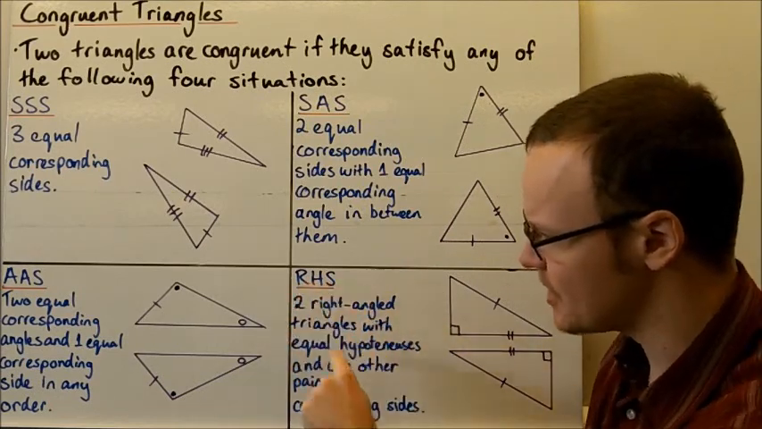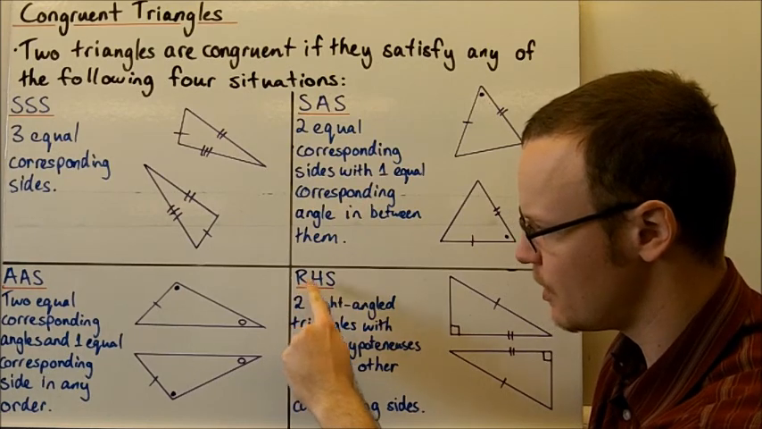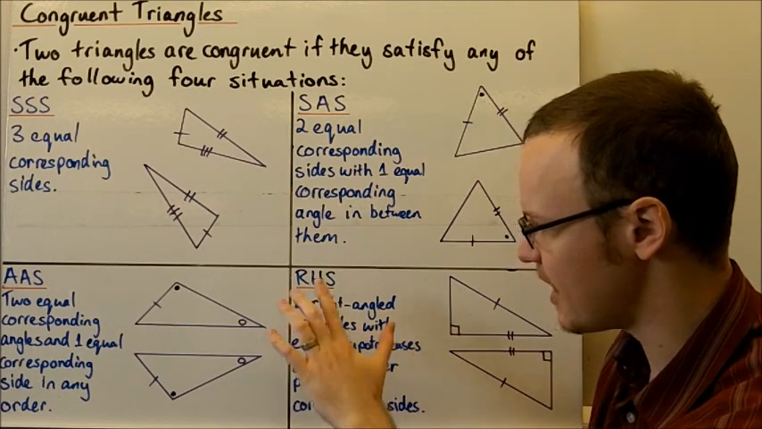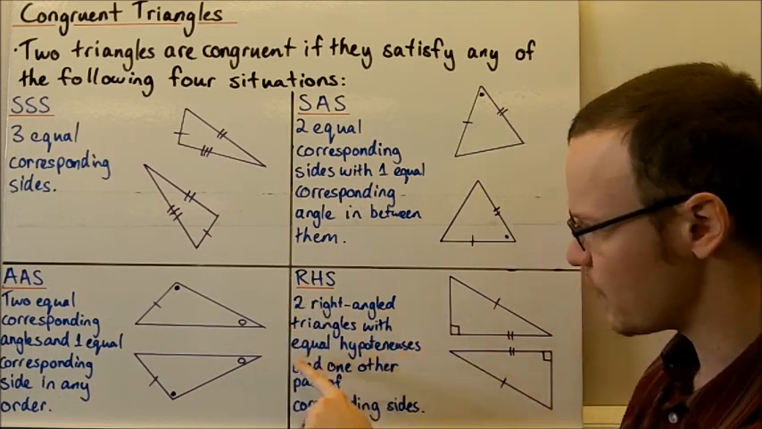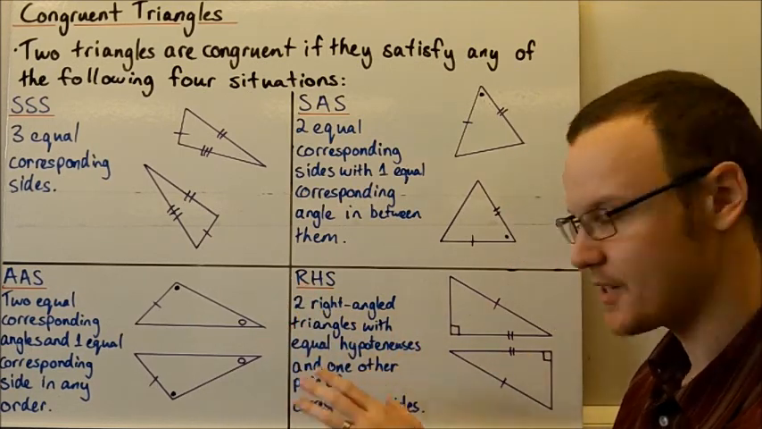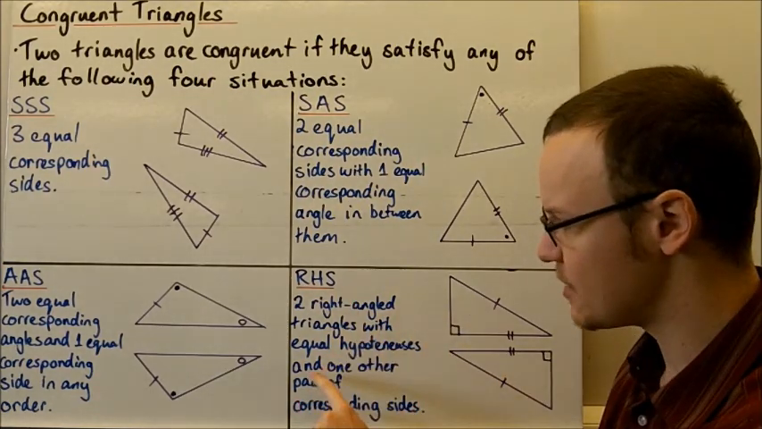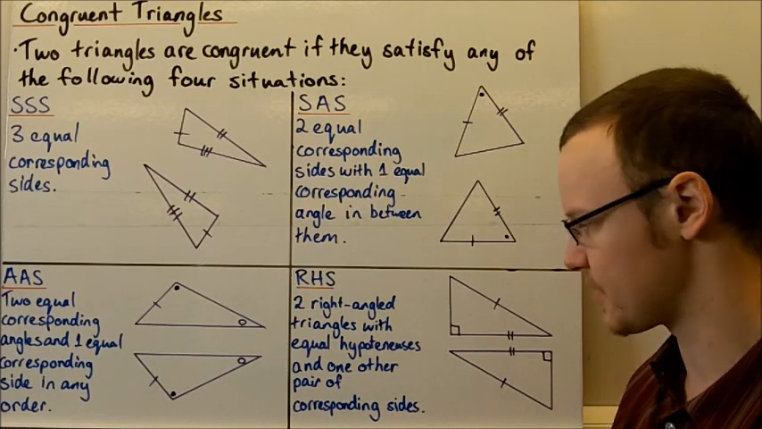The last rule is RHS. RHS stands for right angled triangle, hypotenuse, side. So we need to have two right angled triangles with equal hypotenuse lengths. The hypotenuses have to be the same length, and one other pair of corresponding sides.